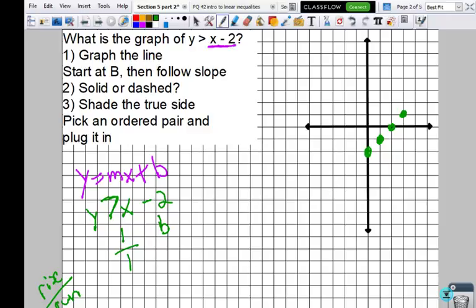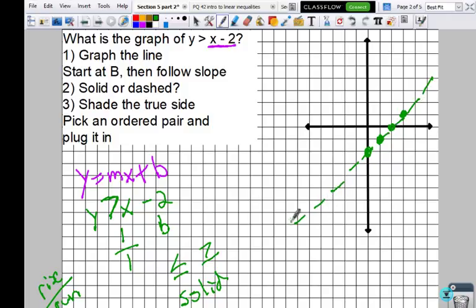So, I need to connect these dots, but before I do that, remember how last time we did solid or dashed line? When was it a solid line? When it has a slash on it. Yep. So, when we have the extra line, my line is solid. Do I have the or equal to? No. So that means it's dashed. So when I draw my line, I'm going to make a dash through them.